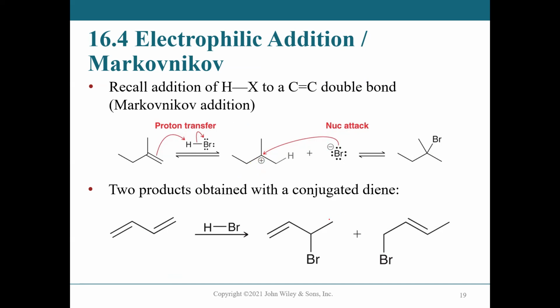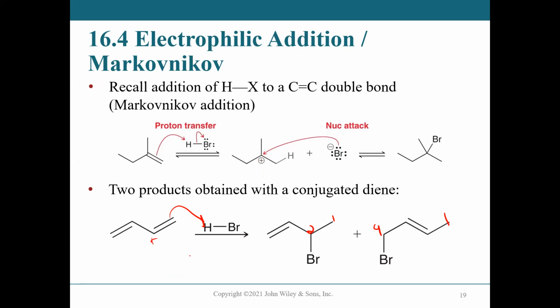This is called the 1,2 product, and this will be called the 1,4 product, and that's just how it adds, because if you think about this, this would come right here. So it's a 1 addition. Then we have this cation here.